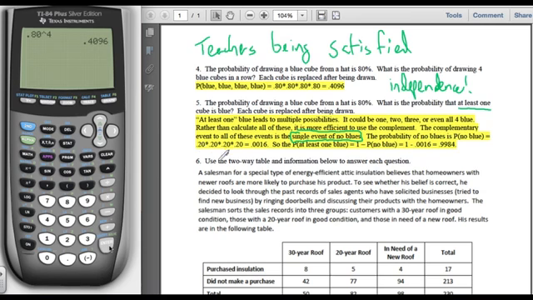Second part asks, are these events independent? Well, in order for the events to be independent, there's a formula you need to know, and this formula was discussed in a previous video.